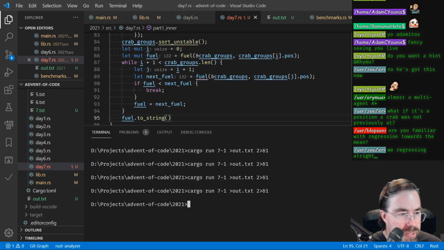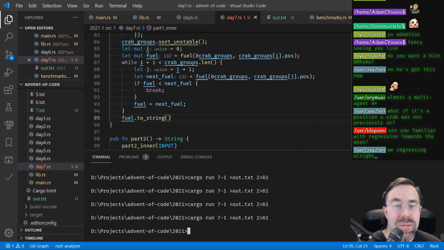Well, if it's a position a crab was not previously at, I don't think that's possible. Were we regressing? All right. I don't know. Familiar with regression towards the mean? No. That's why I haven't been able to find this answer in 10 minutes. I don't know anything about math anymore because programmers don't need to know math. Come on.